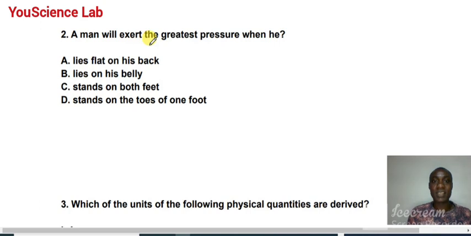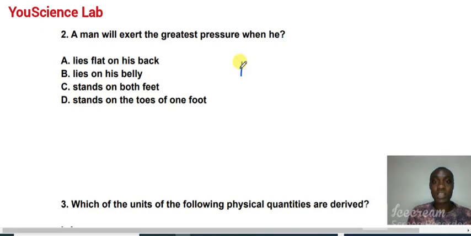A man will exert the greatest pressure when he, okay, before I answer this also, I'll have to look at the options again. Lies flat on his back. Okay, let me just explain this. A man will always exert a higher pressure when the surface area is smaller.